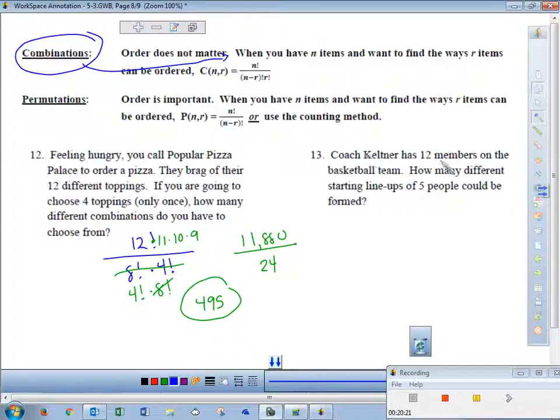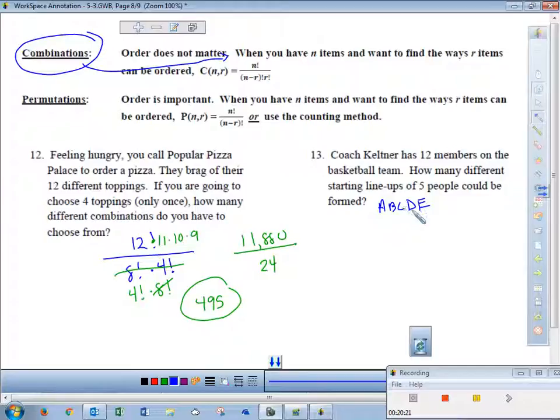Coach K has 12 members on the basketball team. How many different starting lineups of 5 people could be formed? So real quick, let's just call those people A, B, C, D, and E. He's going to pick 5 people. If these 5 people are playing on the basketball court, it really doesn't matter what order he selects them in.